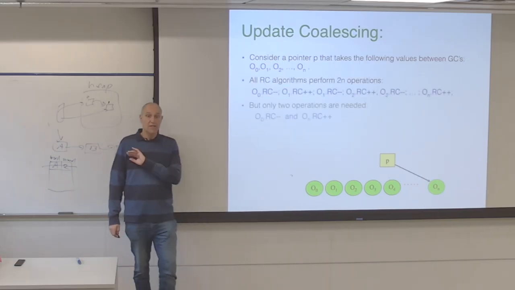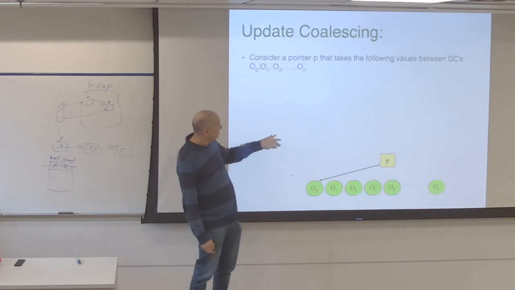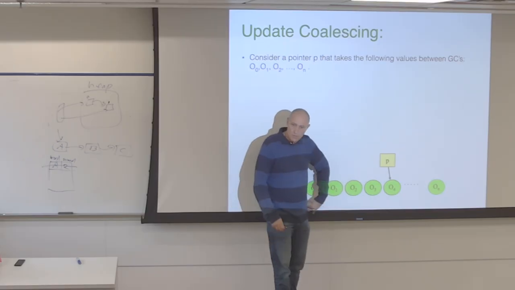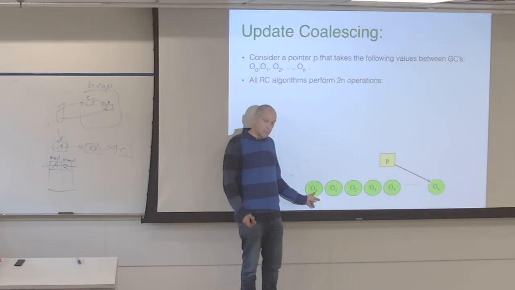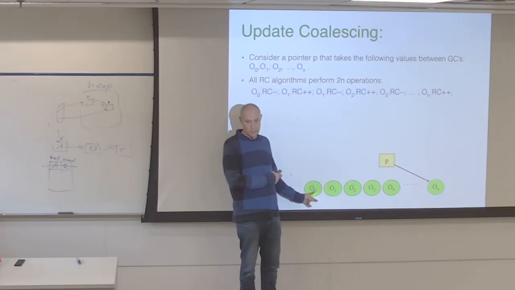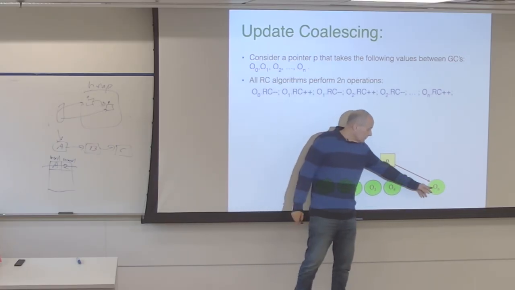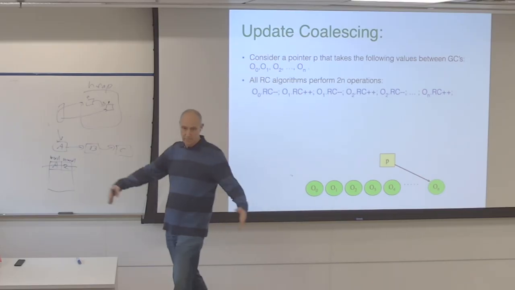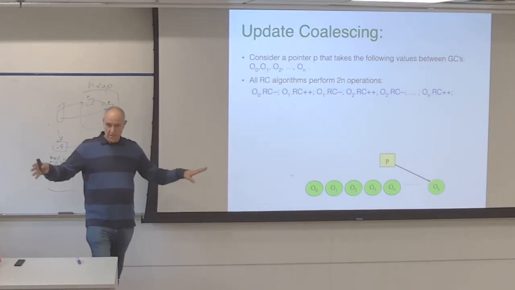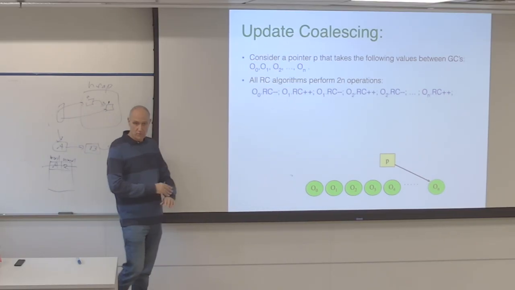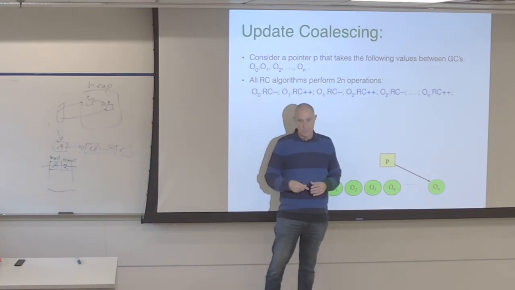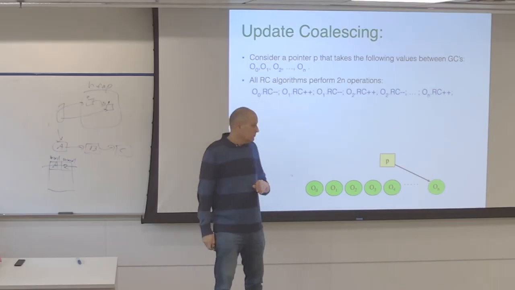I'm not doing anything between 2 garbage collections. In the previous garbage collection, it was pointing to O0. In the current garbage collection, it points to ON. I don't care at all to do anything between those 2. I just care, when I do the next garbage collection, to update all the reference counts so that they will be correct for the current snapshot. That's all I care about.